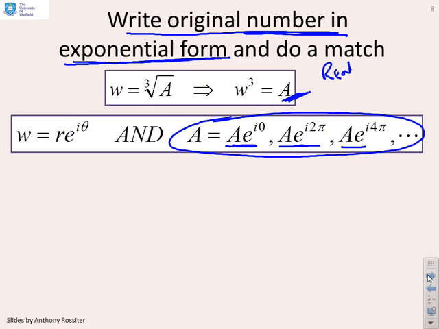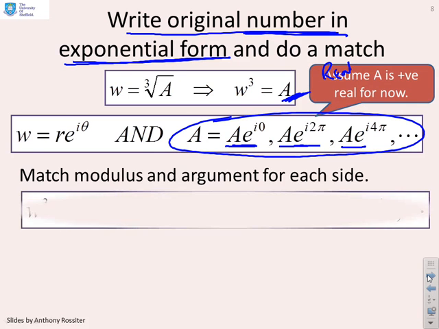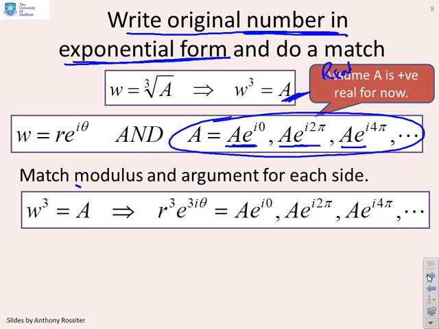And now I can equate both sides of the equation. Match the modulus and the argument for each side. So I want to solve w cubed equals a. I've got that w cubed is this, r cubed e to the 3i theta, and I've got that a is either a e to the i0, or a e to the i 2 pi, or a e to the i 4 pi, and so on.